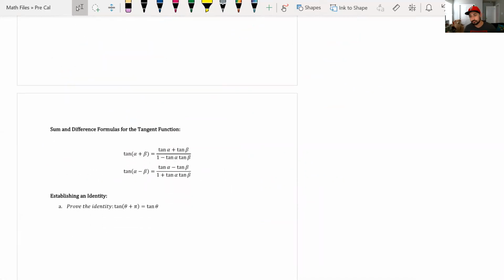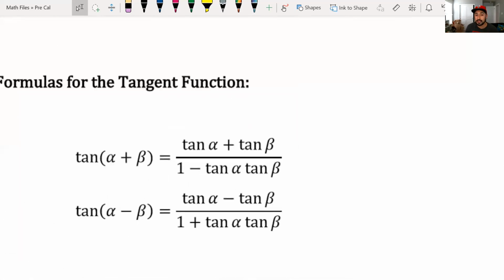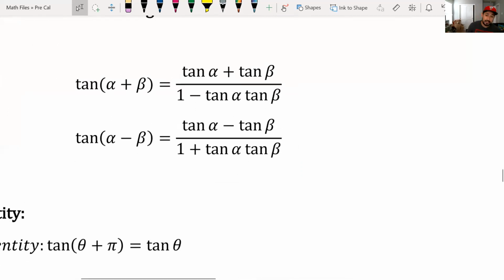Okay. So here are the last two formulas for today. This is the sum and difference formulas for tangent. So tangent alpha plus beta is given as tangent alpha plus tangent beta over 1 minus tangent alpha tangent beta. Tangent alpha minus beta is given as tangent alpha minus tangent beta over 1 plus tangent alpha tangent beta. Okay, these are 6 formulas today. 6 sum and difference formulas for cosine, sine, tangent.